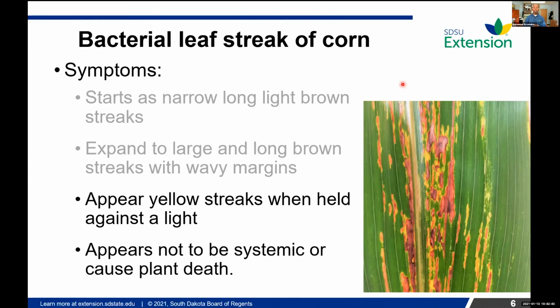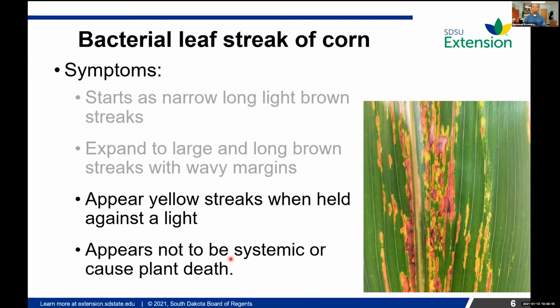So if you look at a leaf that has bacterial leaf streak and you hold it against the light, this is what you're going to see. These margins are going to be more distinct and they kind of look yellow. So that's how you know you have bacterial leaf streak, and you can't confuse it with other diseases like gray leaf spot. So yeah, the wavy margin, and of course, bacterial diseases are going to have that wetness look in the lesion, and that's when you know you have bacterial leaf streak of corn.